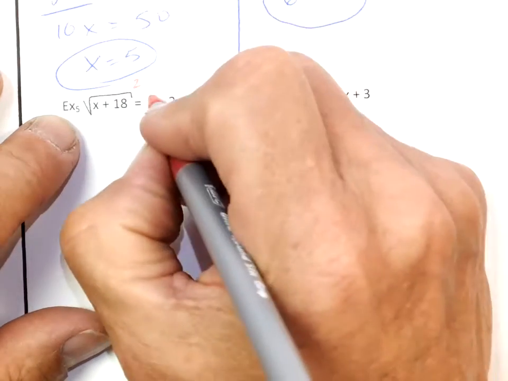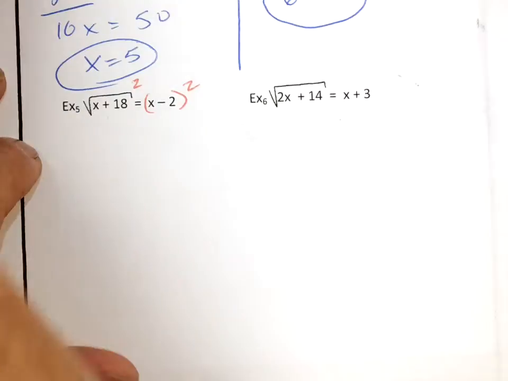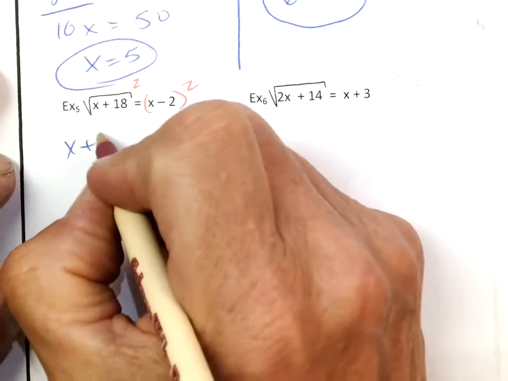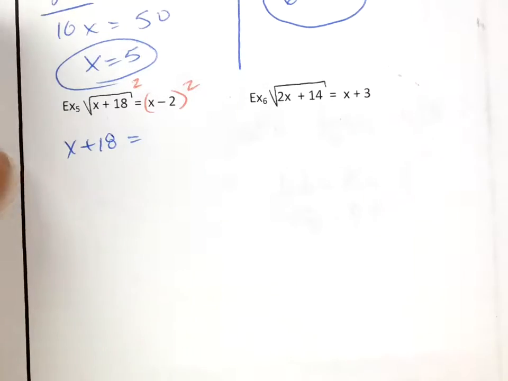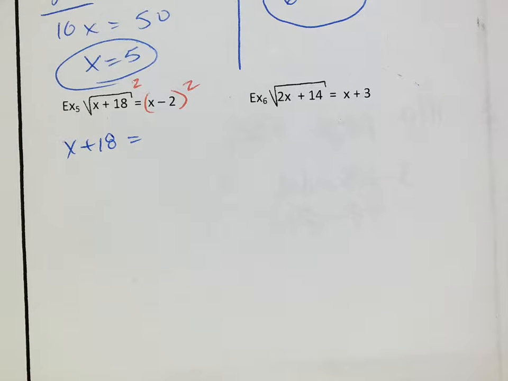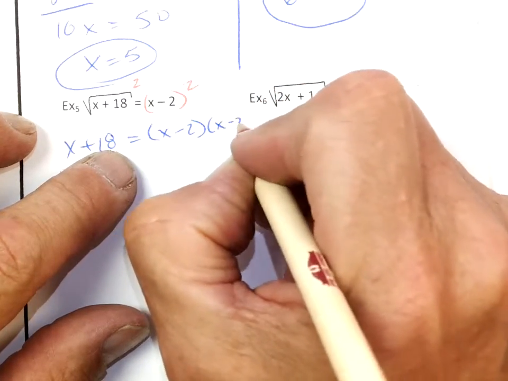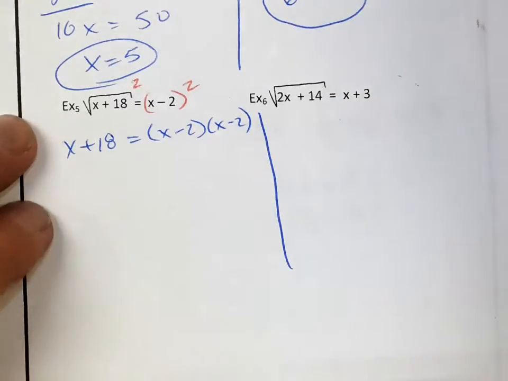Square it, okay? You agree with that? Now, that becomes an x plus 18, and this is not x squared minus 4. It is not, because we're going to have to write that twice and foil it. It is x minus 2, x minus 2, okay? All right, how am I doing? Okay, you all right with that?